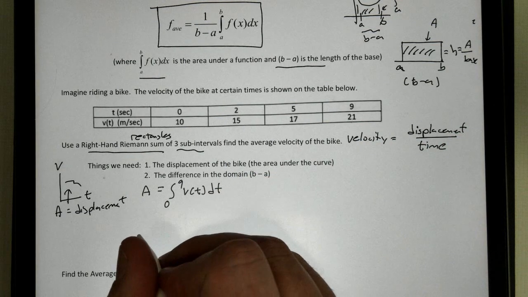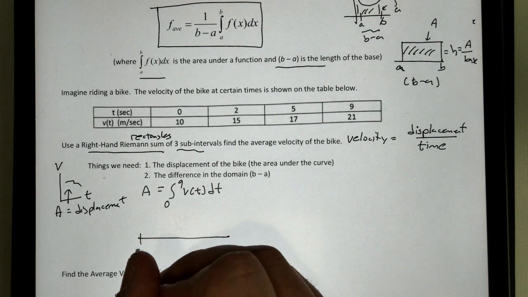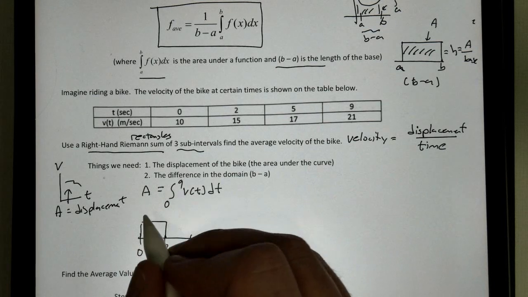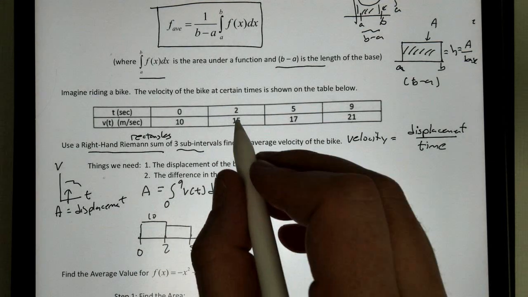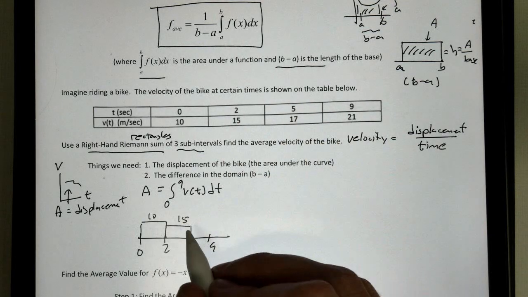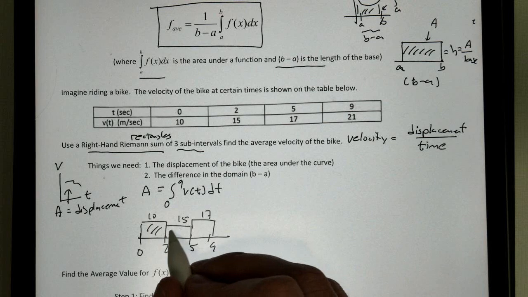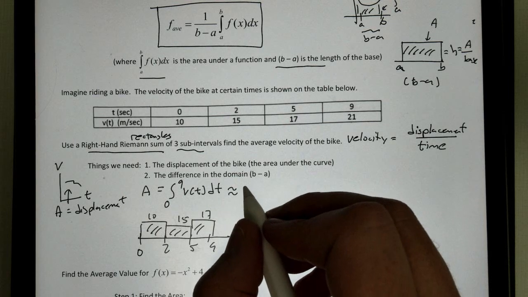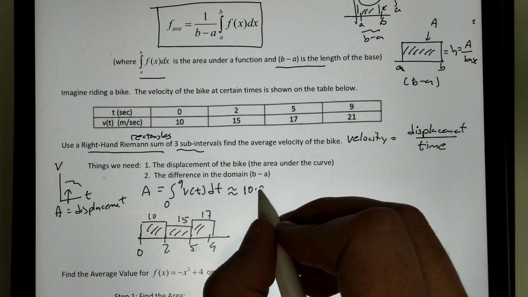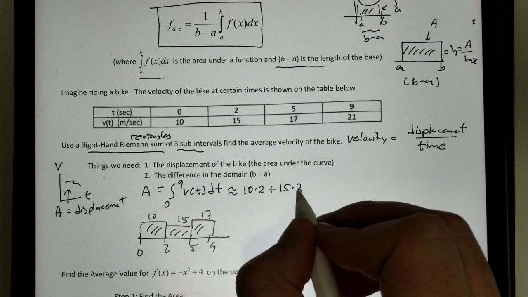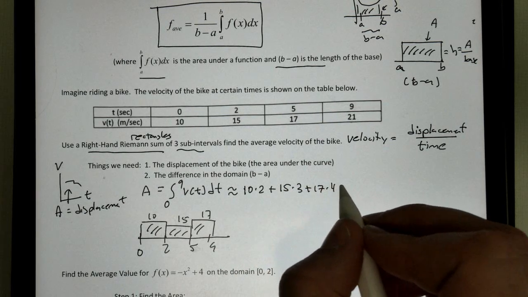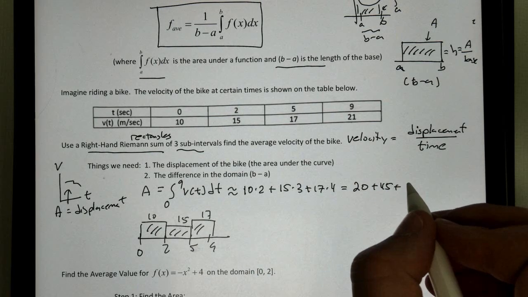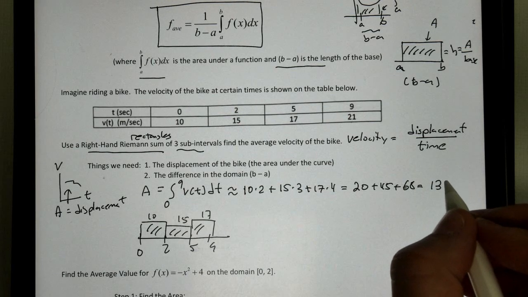To solve this, they tell us to use a right Riemann sum. So we get 0, 2, 5, 9. We're going to make rectangles. 0 to 2, my right-hand side, that's 10. 2 to 5, on my right side, that's 15. And then from 5 to 9, we're going to choose the 17. So our area is about the following: 10 times 2 plus 15 times 3 plus 17 times 4. If I simplify that, that's 20 plus 45 plus 68, and that's going to give us 133.